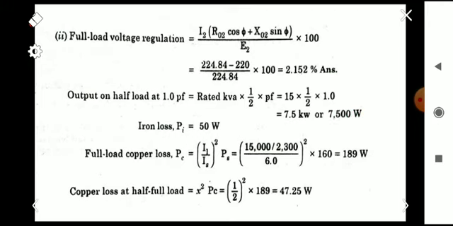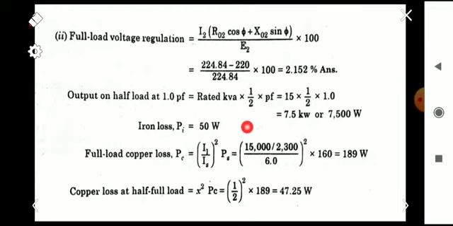Okay, if you are asked to find the efficiency at 3 by 4th of the rated load, we have to multiply the rated kVA by 3 by 4 and unity power factor 1. Also, if you are asked to find the efficiency at half the rated load and at 0.8 power factor, we have to multiply the rated kVA by 1 by 2, and instead of power factor 1 we have to use 0.8. Here in the question itself we are asked to find the efficiency at unity power factor. That's why we are using this one here. Okay, and this is the output.